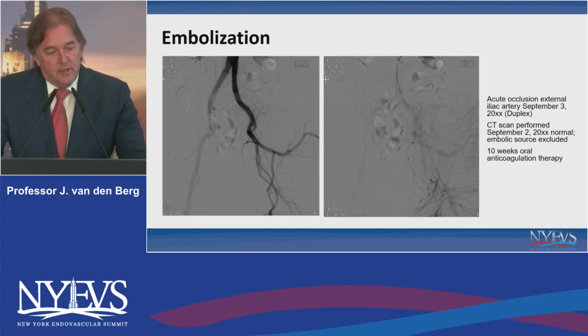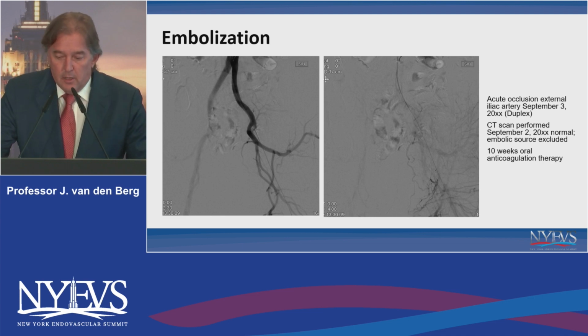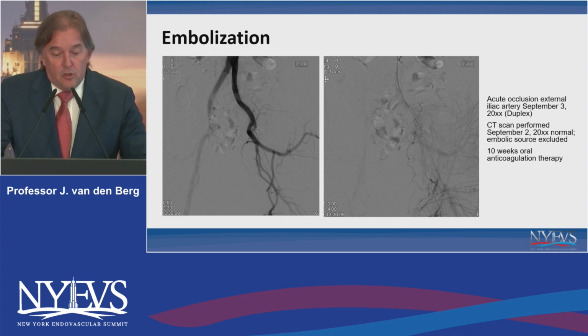Then this is a case of an embolization. A patient was convinced that the occlusion of the left external iliac artery was caused by a CT angiography that was performed for another reason. We had documented at that point the patency of the external iliac artery on this September 3, some years ago. There was an acute occlusion of the external iliac artery, and the day before the occlusion, he had a CT scan that still showed a patent external iliac artery.